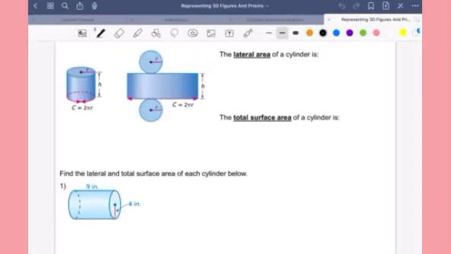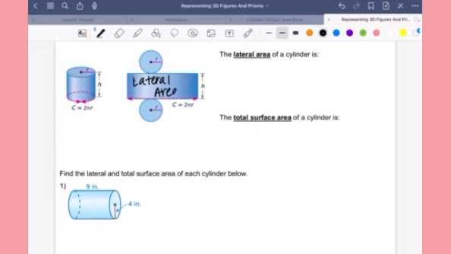Good morning, everyone. Today we're going to be looking at the cylinders for surface area, and it's going to go hand in hand with the prisms that we did yesterday. So just like a prism, a cylinder has two bases, and the bases are circles, okay? The only difference is that circles don't have edges. They're round. And so our lateral area for a cylinder is this part right here.